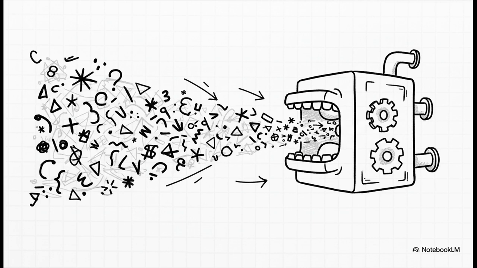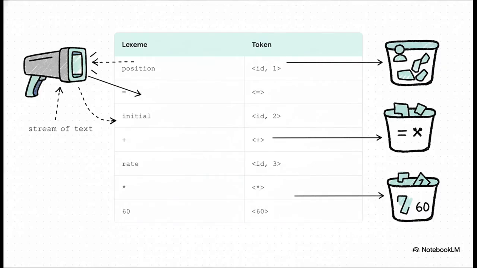The very first machine on this assembly line has to make sense of this jumble of letters, numbers, and symbols. This first machine performs lexical analysis. It's often called a scanner. And what it does is it reads the raw text, the actual words like position, which are called lexemes, and it groups them into categories called tokens. So position becomes an identifier. The equal sign becomes an assignment operator. 60 becomes a number. You can think of it like sorting a big pile of Legos into bins by color and shape before you even start building.